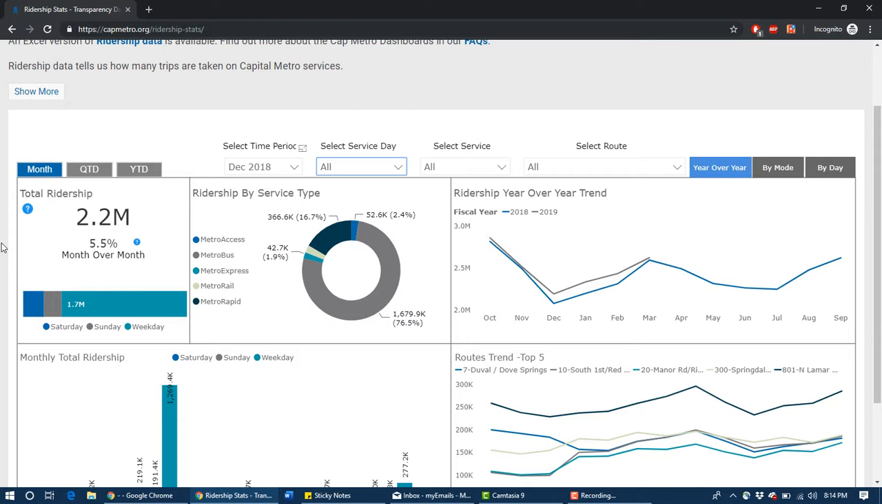provided to the public. And depending upon each type of service, on a high level, which one provides the most ridership, what is the current value, and how is it compared to the prior month and to the same corresponding month of the prior year.